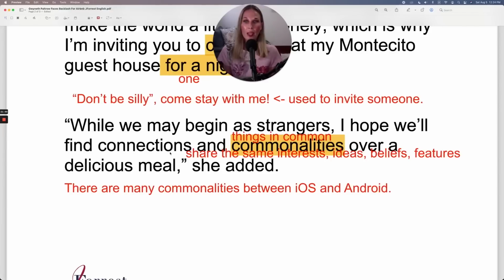So she says, I hope we'll find connections and commonalities over a delicious meal. When you do something over and then another activity, it means during. So the duration of. Over a delicious meal, it's the duration of that delicious meal. While we're having a delicious meal, we'll talk. And as we're talking, I might say, oh yeah, I really love yoga. And then Gwyneth Paltrow, oh my God, I love yoga too. Well, we just found a commonality. So over, during, while, it's the same meaning. In the course of. Over a delicious meal, she added.